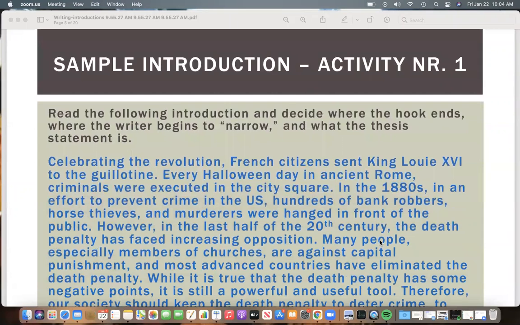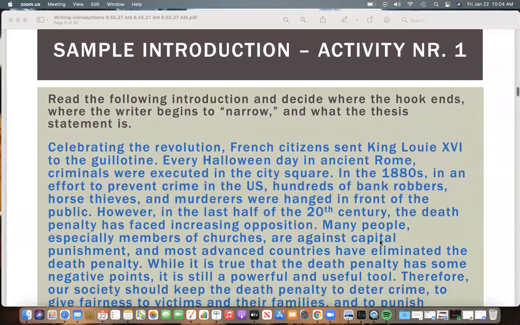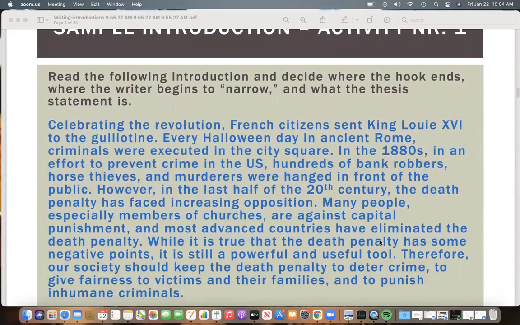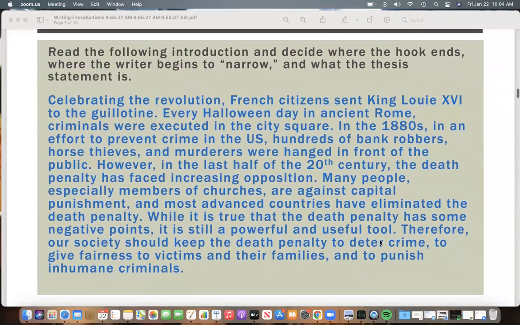So we actually looked at this. Hopefully you guys will remember. I think you'll at least remember the second example if you don't remember this one. We're trying to figure out where the hook ends in the introduction, where the writer starts to narrow, and what the thesis statement is. So I'm just going to read this quickly.